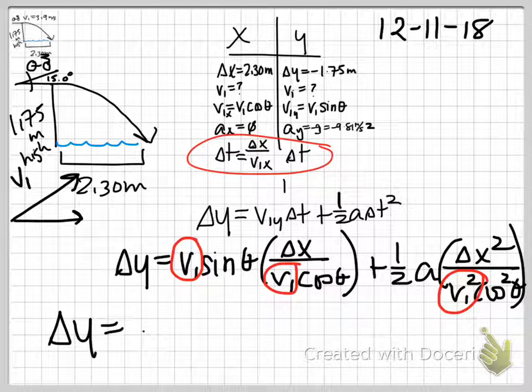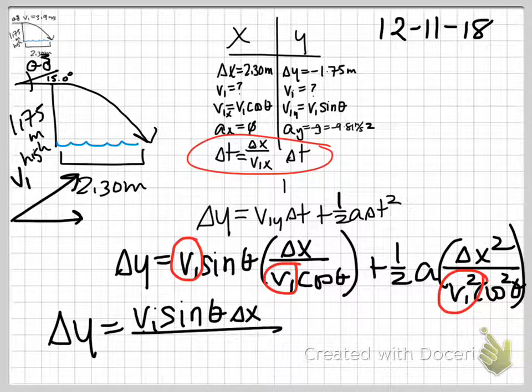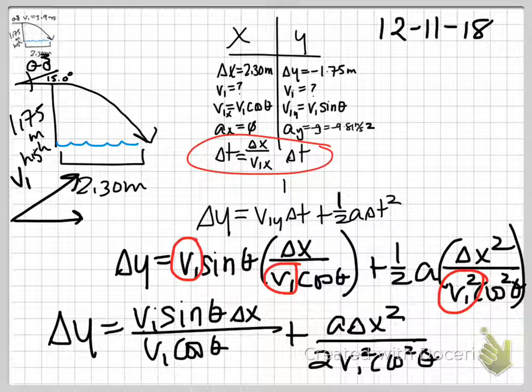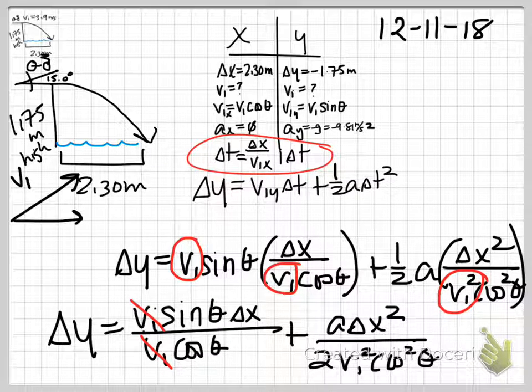So delta y equals VI sine theta delta x over VI cosine theta. I almost put another delta x in there. No. Plus a delta x squared over 2 VI squared cosine squared theta. I can cancel out those VI's. I can wave my magic trigonometry wand, which actually sounds like a lovely idea, a magic trigonometry wand.